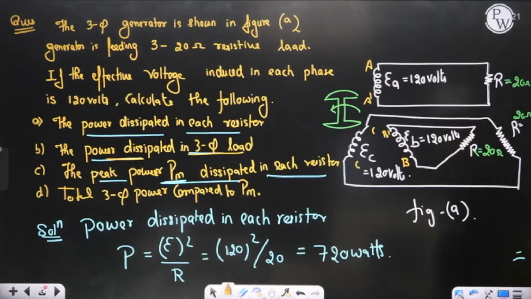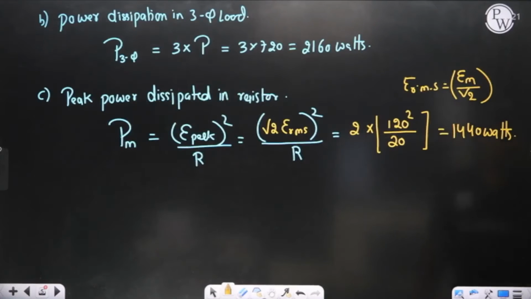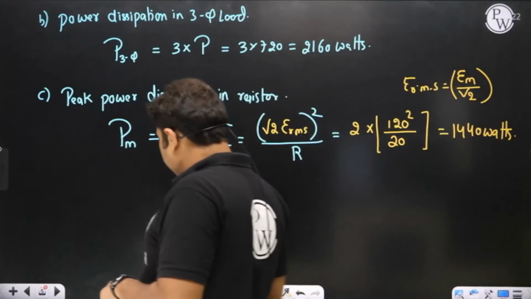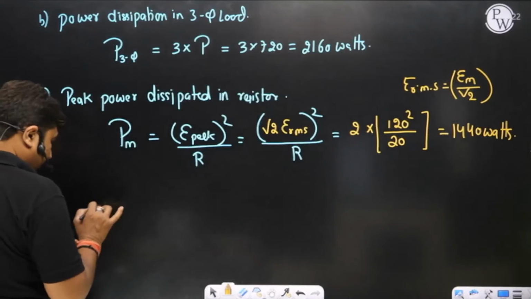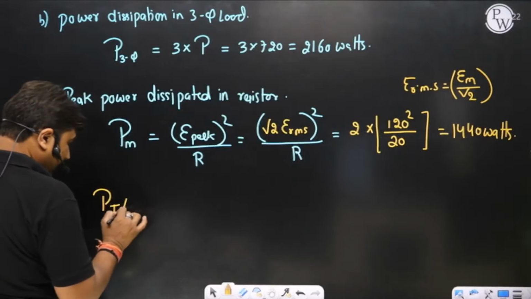Next part is total three-phase power compared to PM. Now I am interested to calculate total three-phase power compared to PM. So the ratio of PT by PM. Can you calculate the ratio of PT by PM? Yes, sir. D part is PT by PM.